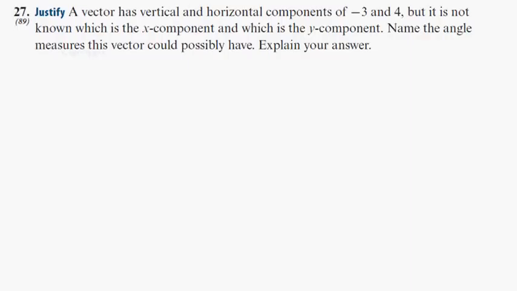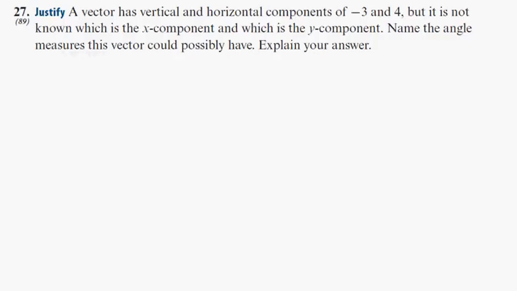Do you see that number 27 is giving us some kind of vague information? Well, let's dig in. A vector has vertical and horizontal components of -3 and 4, but it is not known which is the x component and which is the y component. Bummer. Name the angle measure this vector could possibly have.